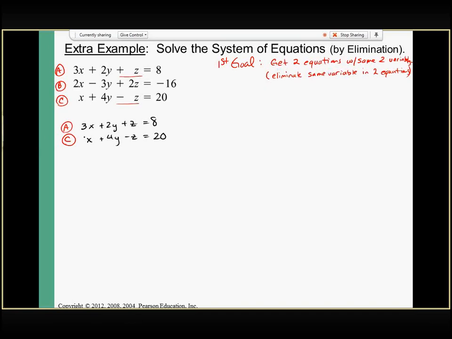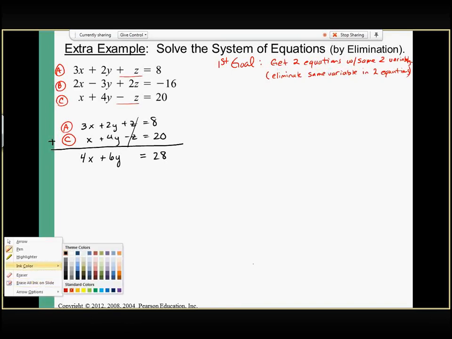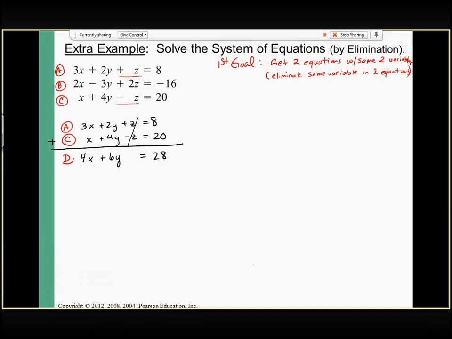Okay, now when we're solving by elimination, you remember from the last lesson, if we add straight down, something's going to get eliminated, and the z's get eliminated. My 3x plus x will give you 4x. 2y plus 4y gives you 6y is equal to 28. Now I got a new equation, so I'm going to call that letter D. Any new equations go with the next letter.